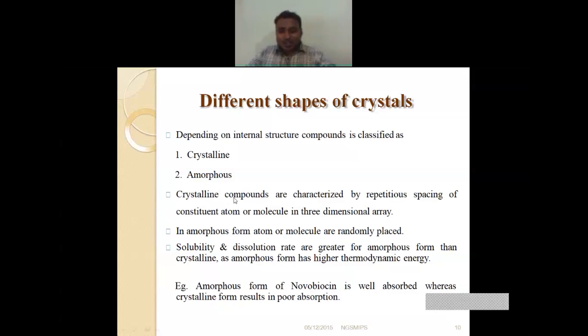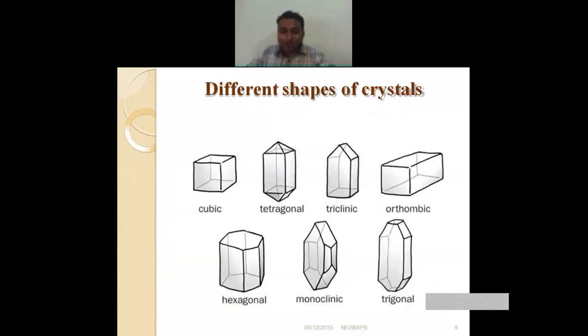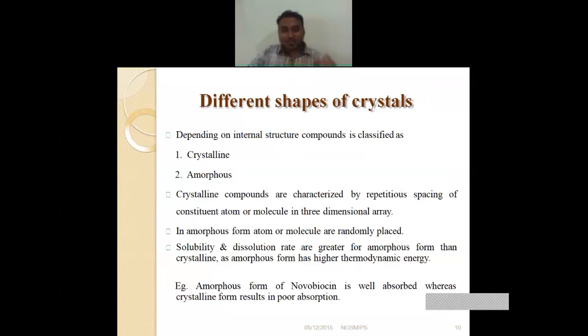Crystalline compounds have a definite spacing of constituent atoms or molecules in a three-dimensional array. All the internal molecules are in three-dimensional forms. In amorphous solids, the atoms or molecules are randomly placed, and they do not have a definite shape. But in crystalline solids, they are in a three-dimensional form. Solubility and dissolution rates are greater for the amorphous form than the crystalline form.